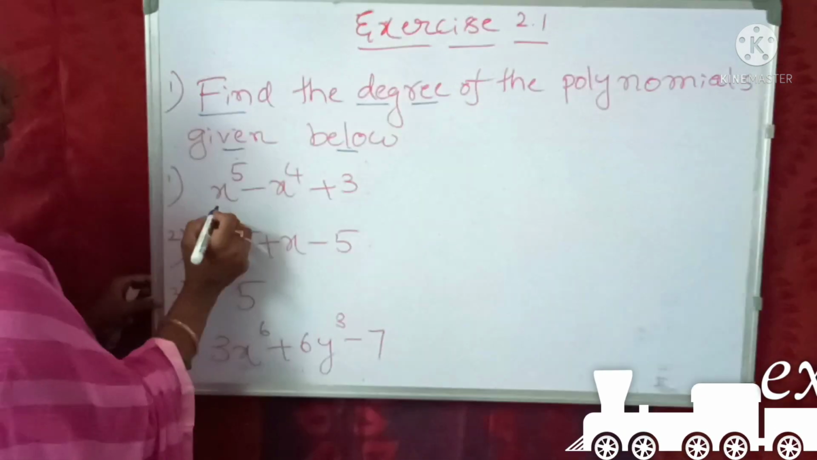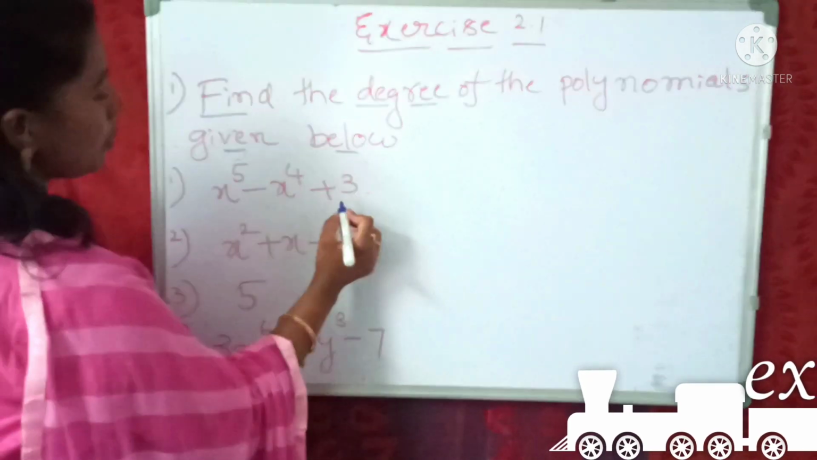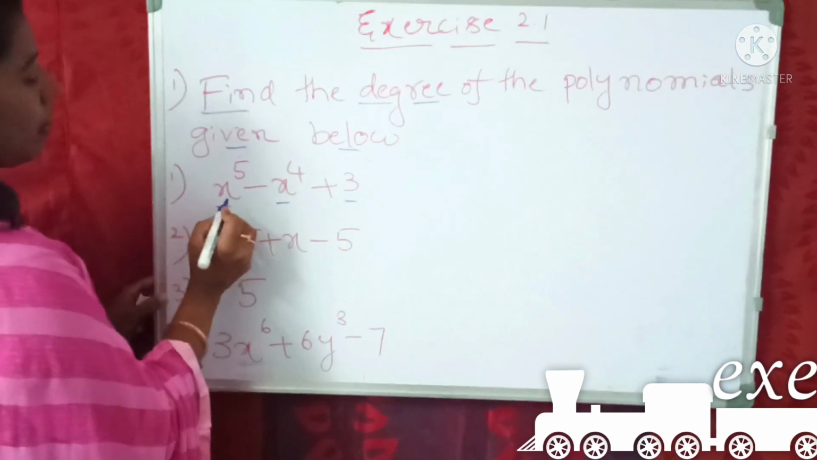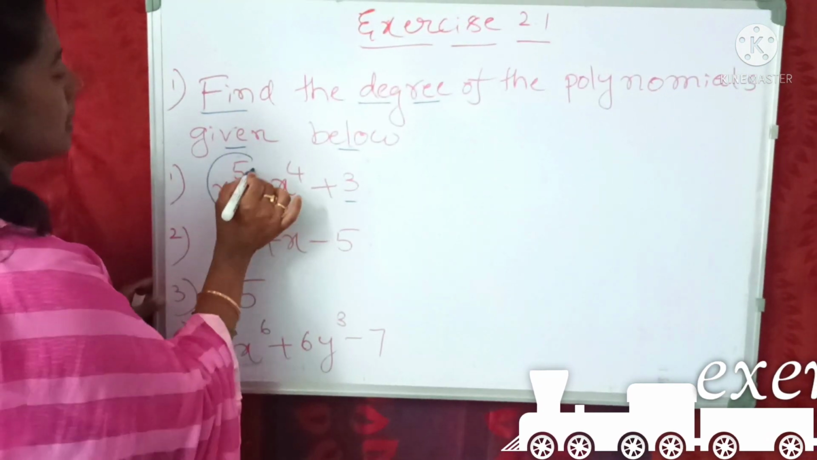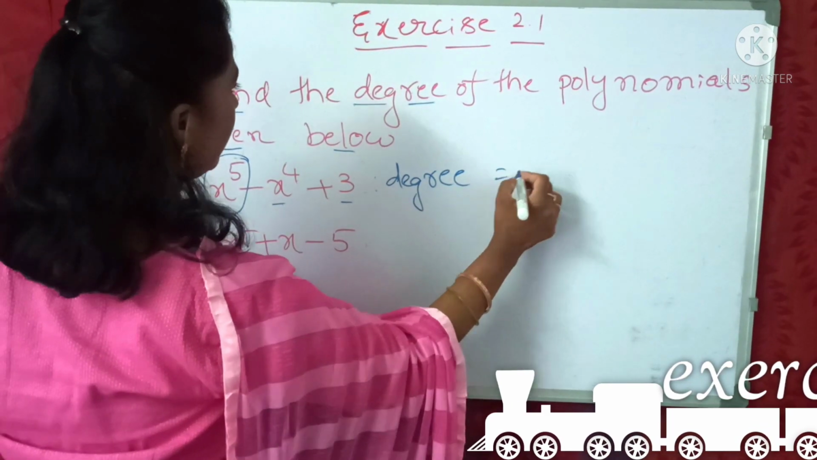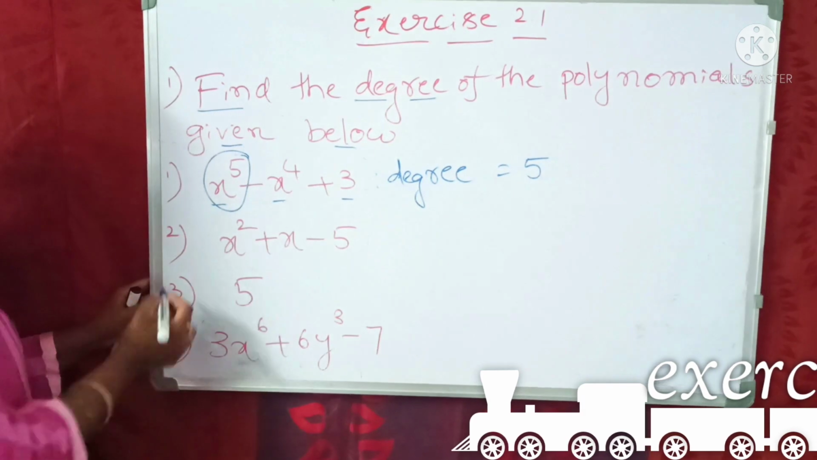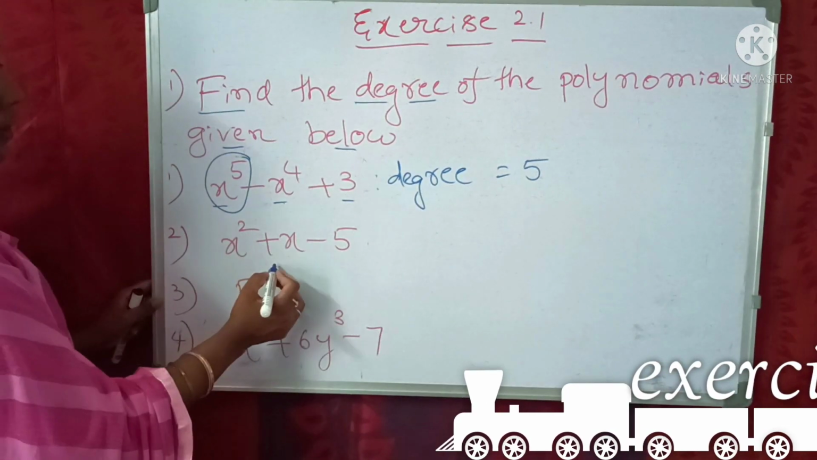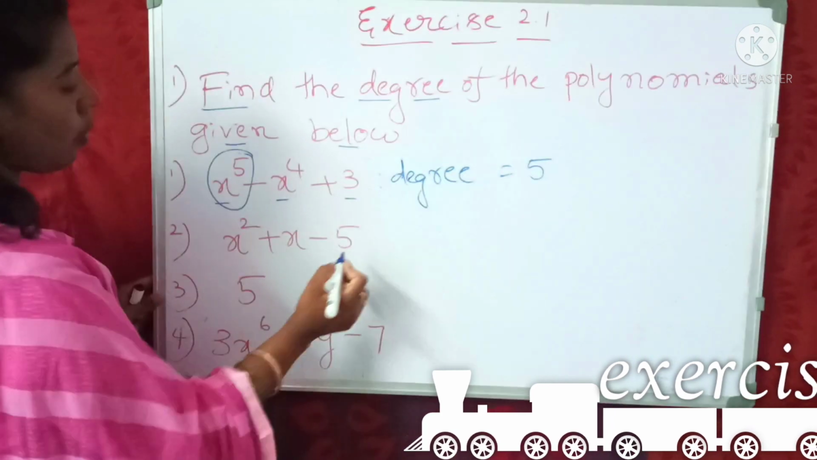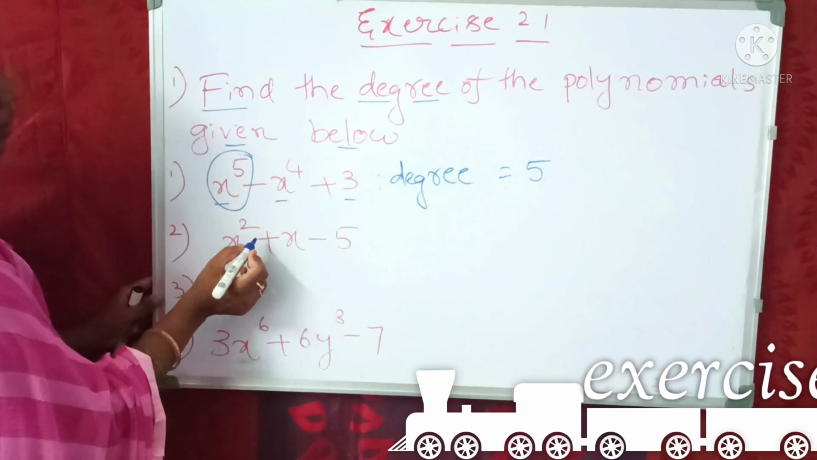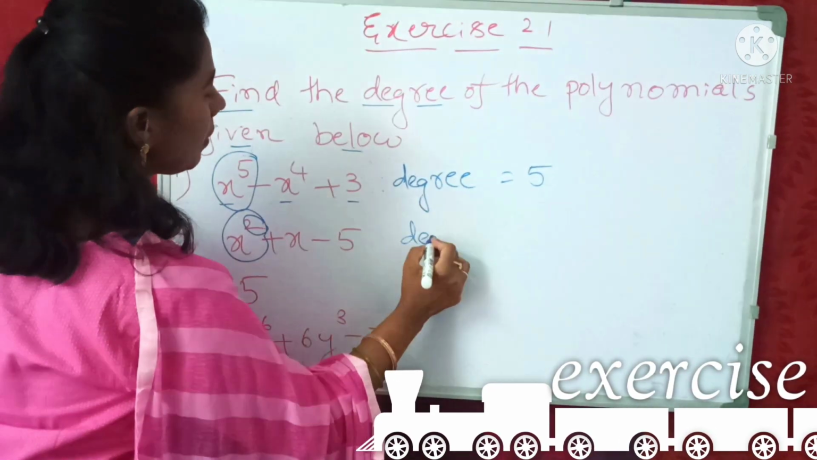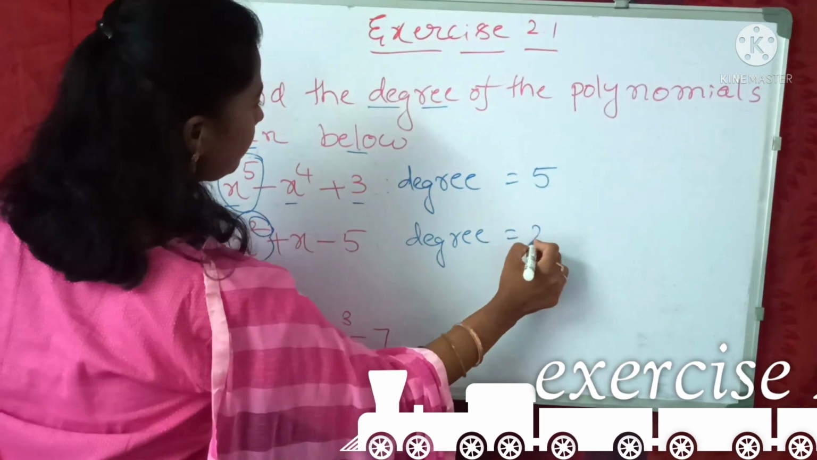In this first one, x to the power of 5 minus x to the power of 4 plus 3, this is a one variable polynomial. In this polynomial, the highest power of the variable x is 5. So the degree of the polynomial is 5. In the second example, x square plus x minus 5, this is also a polynomial with one variable. The highest power of the given variable is 2. So the degree of the polynomial is 2.